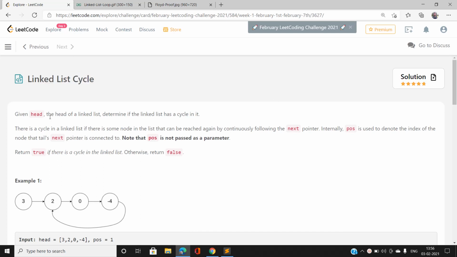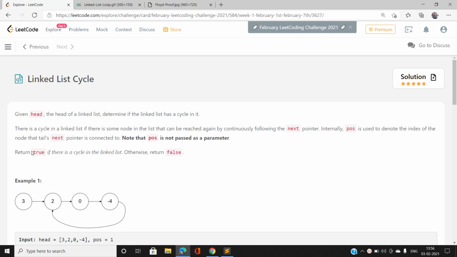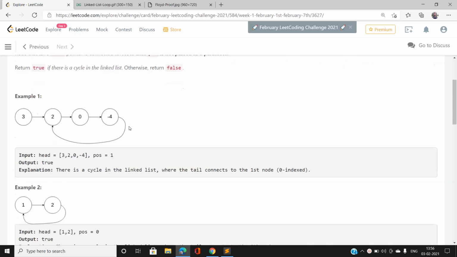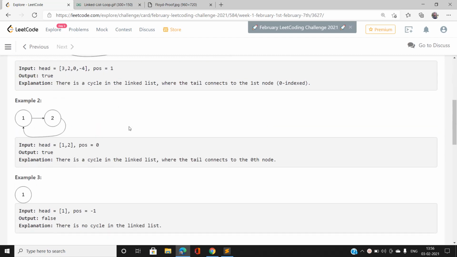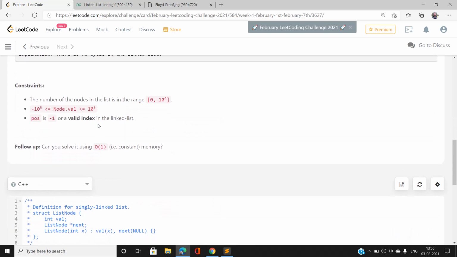So in this question we have been given the head of the linked list and we have to return true or false accordingly if there is a cycle in the linked list. So basically we have to detect if there is a loop or a cycle in the linked list, both are actually the same. Then we have to return true, otherwise we have to return false. So how are we going to do this question in the most efficient way? Let us understand this.